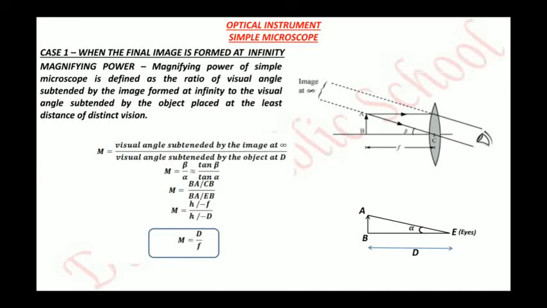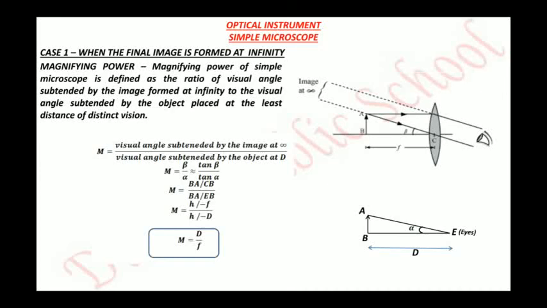So this is all for today. The simple microscope, as I have told you, is used to view magnified images of tiny objects. Some more uses you can see around you. You have to write those uses in a home assignment.